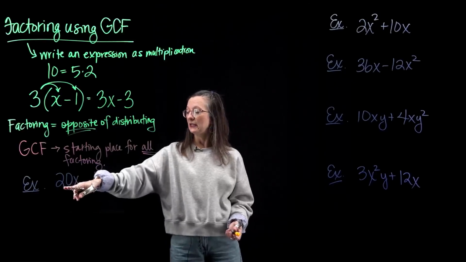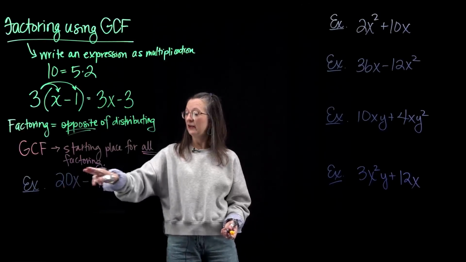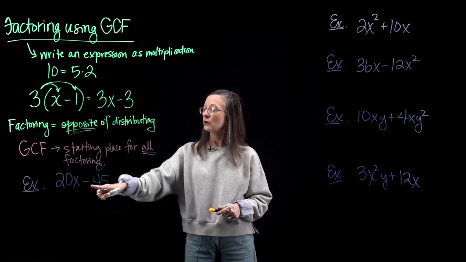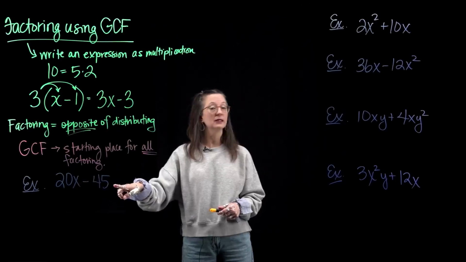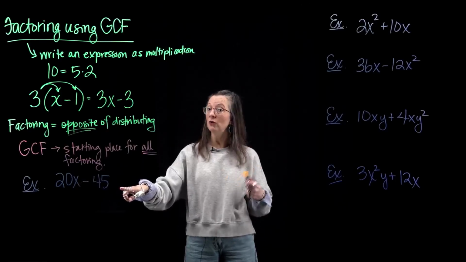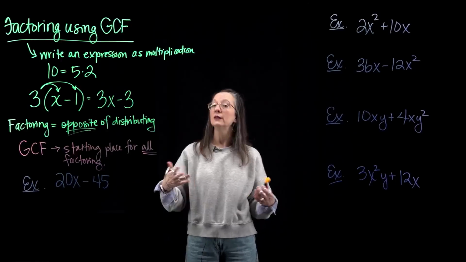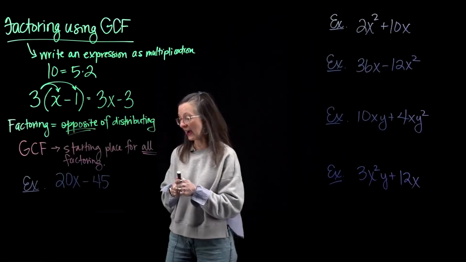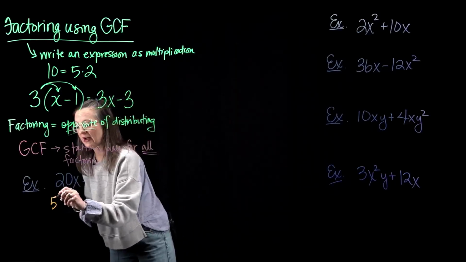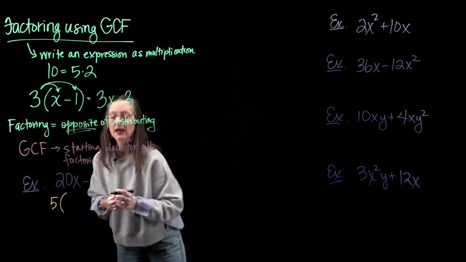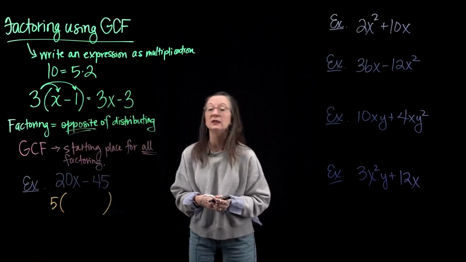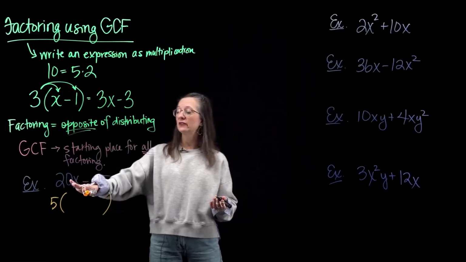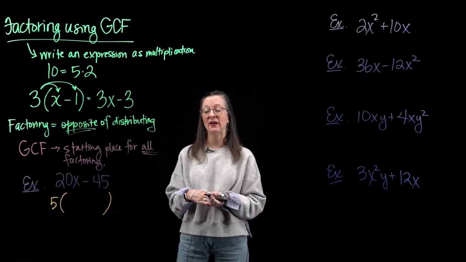So 20 can be divided by 5. 45 can also be divided by 5. Notice this term has an x and this one does not. So they do not have an x in common. The only thing I can pull to the outside is that factor of 5. So I'm going to write the 5 on the outside, and then inside those parentheses, I'm going to write what is left if we divided each term by 5.